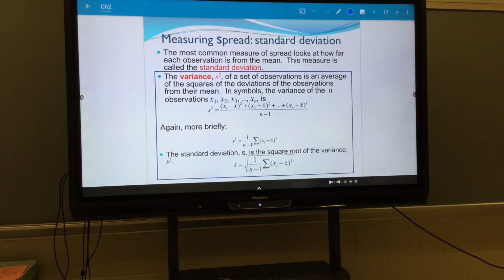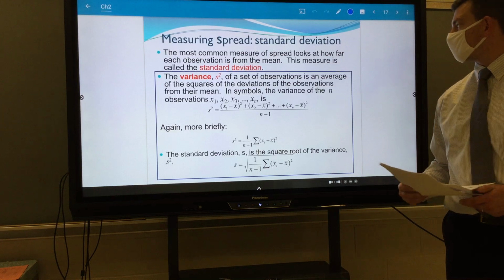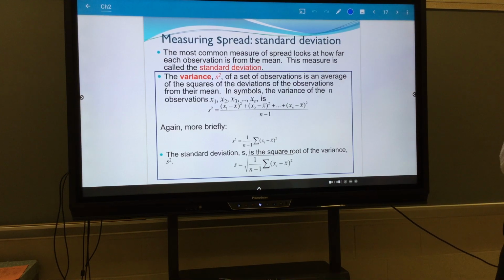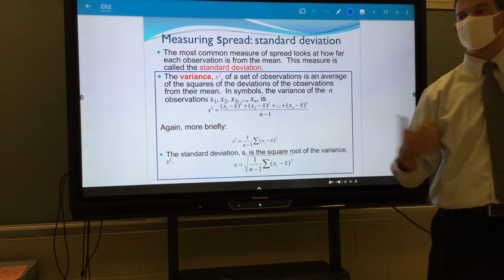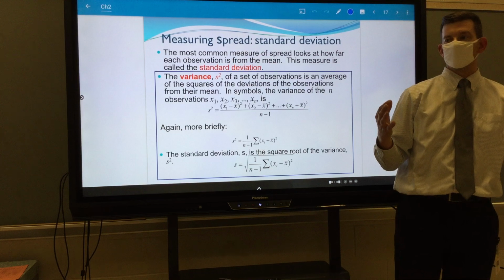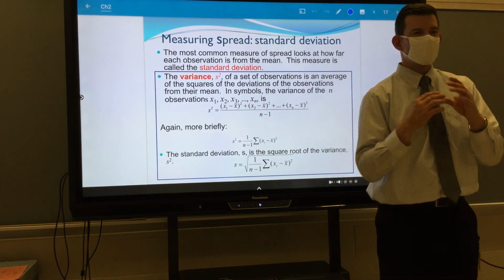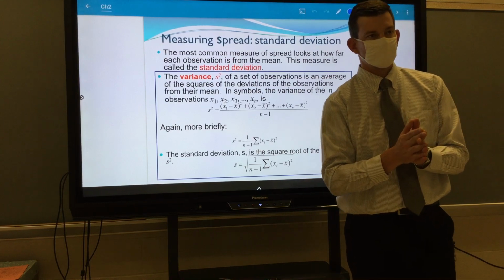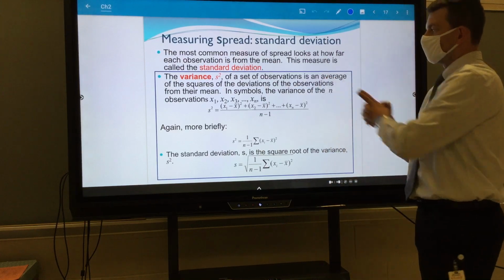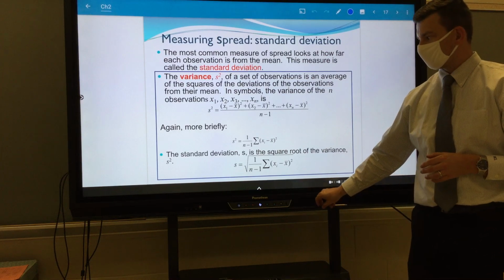Now, last idea for today is standard deviation. Standard deviation is the measure of spread that goes along with the mean. And I just spent the last half hour talking about the 5-number summary, Q1, Q3, min, max. That was all about the median being the measure of center there. Now, if we're using the mean as our measure of center, we want to go with standard deviation.